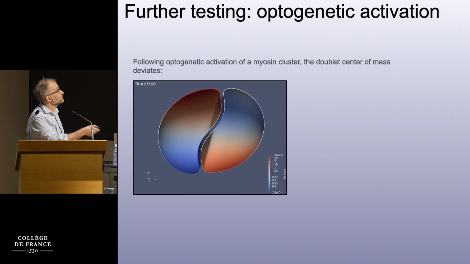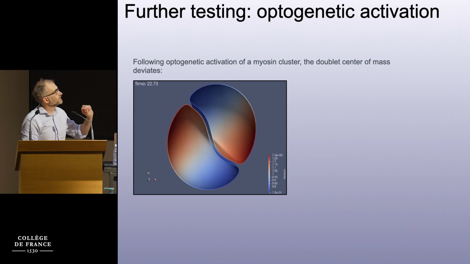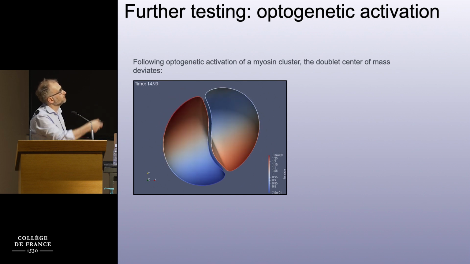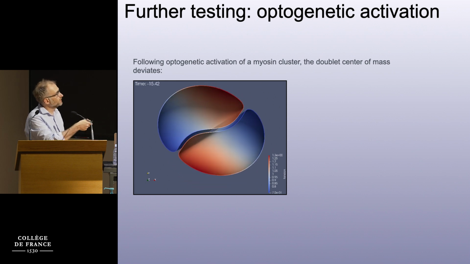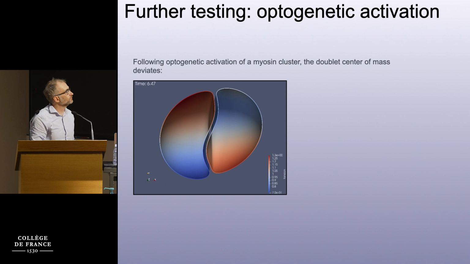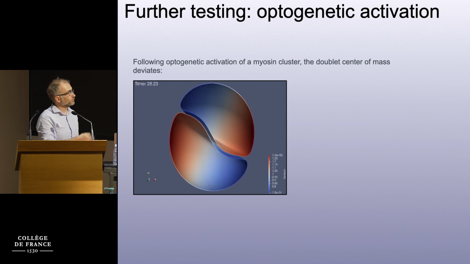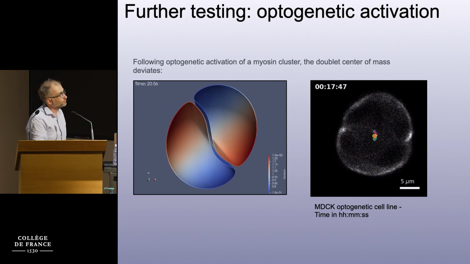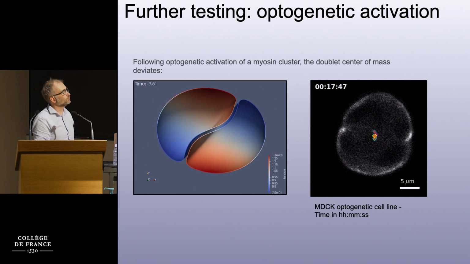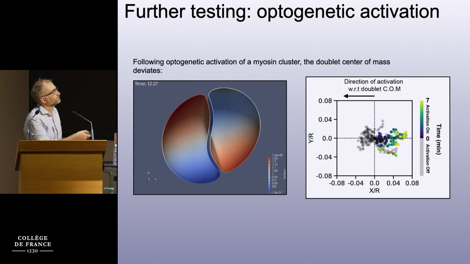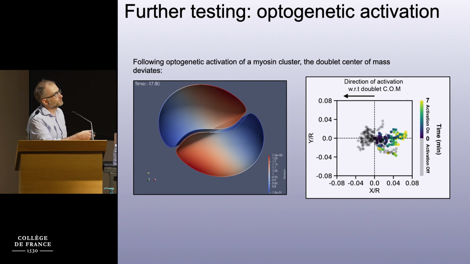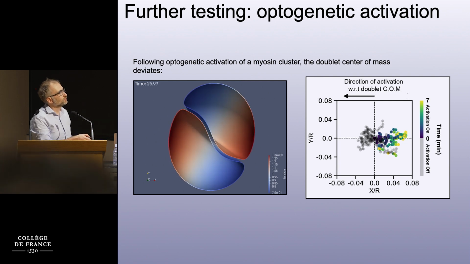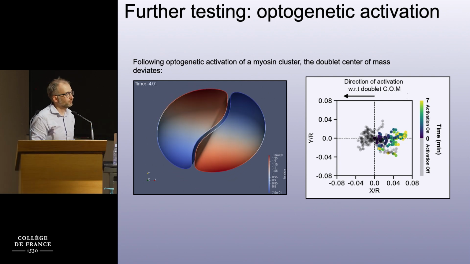Another more subtle experiment is to locally induce an additional excess of myosin. This is what we do computationally here. Here we suddenly create a secondary spot. And if we do that, we see that the doublet keeps rotating, but it moves away from the point of activation. We can also do this using an MDCK optogenetic cell line. One can induce an excess of myosin at some point on the cell surface, and that indeed makes the doublet move away from the point of activation. This is a quantification of this for several doublets, measuring the position of the center of mass of the cell after optogenetic activation, and it moves away from the point of optogenetic activation.